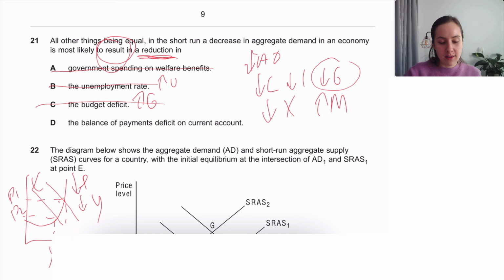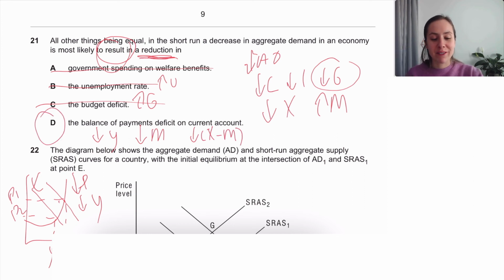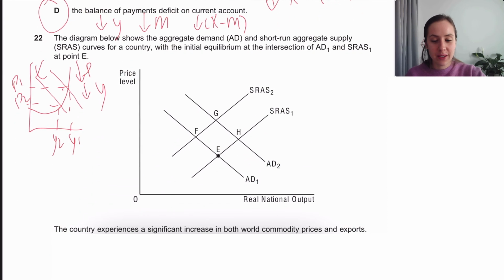And okay, there's less output, less incomes, people are not in work as much. So because incomes have fallen, M is going to fall, and therefore X minus M will fall. And I think that's the answer. There will be a reduction in the deficit. I don't think I've seen one like that before.